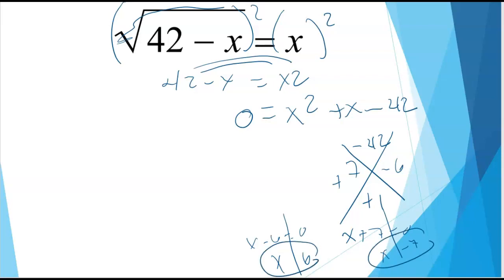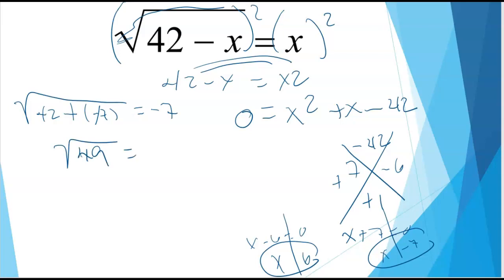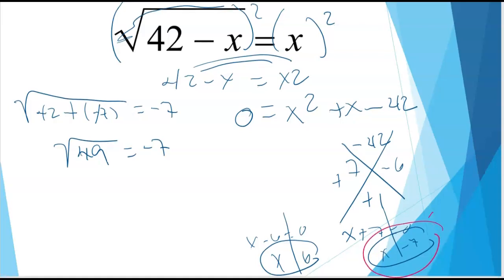Now let's check them and see if they work. The square root of 42 minus negative 7 equals negative 7. 42 minus negative 7. Bam, bam. The square root of 49 equals negative 7. No, it doesn't. It equals positive 7. This is extraneous. It doesn't work.